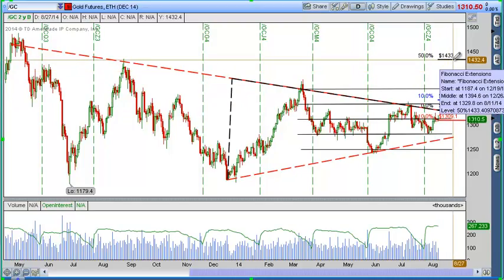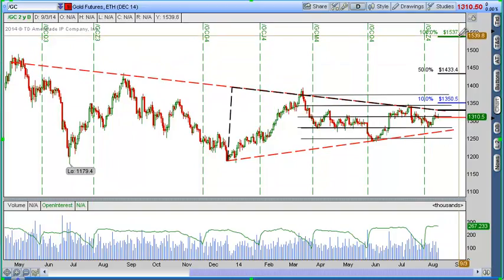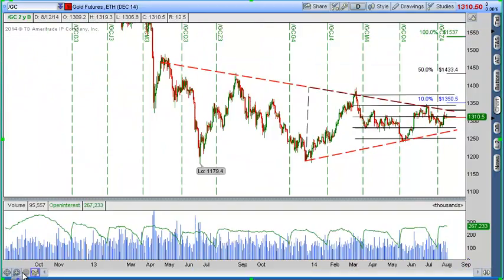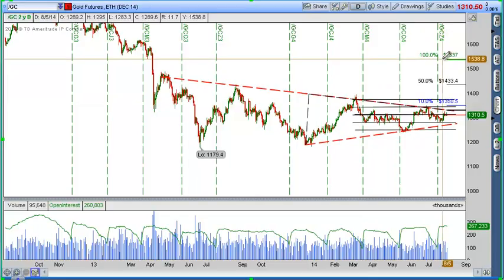There's a 50% taking us back to these highs, and the 100% theoretically takes us back to 1537. Zoom out on this, and you can see that 1537. There really isn't much there. There's a little support test there. There's not a lot of reason to think that it wouldn't go higher than that.